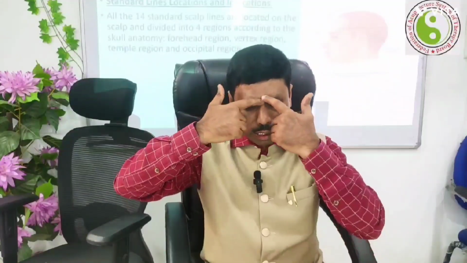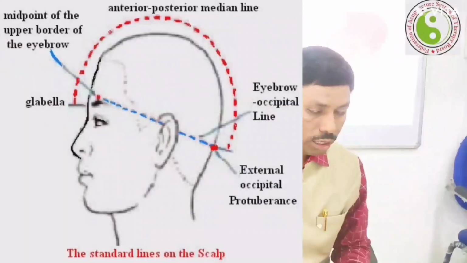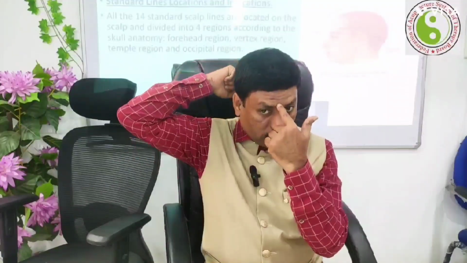I'll remember we'll do it practically as well, but as a theoretical part I'll try to complete it. Now we understand the anterior to posterior hairline. But there are two ways. People will measure from the anterior hairline to the posterior hairline. Also, some authors measure from the glabella, the center of the eyebrow, to the posterior region where they stop at the tip of the occipital protuberance. That is known as the anterior posterior midline.